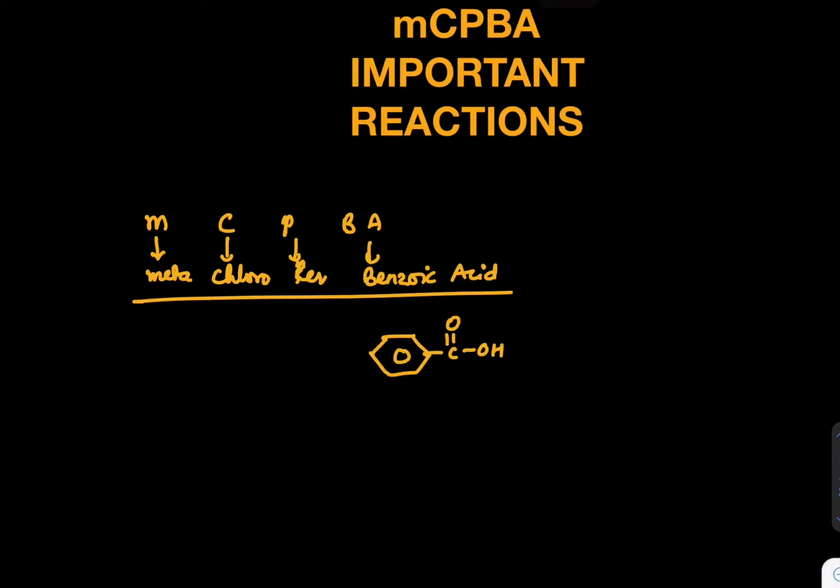This is benzoic acid. And if you put meta-chloro-benzoic acid, then at the meta position you can put one chlorine. And when it is "per", it basically means a peroxy group. Because of the peroxy group, we will insert one more oxygen. Now this compound which is written is mCPBA, which is ready for reaction.